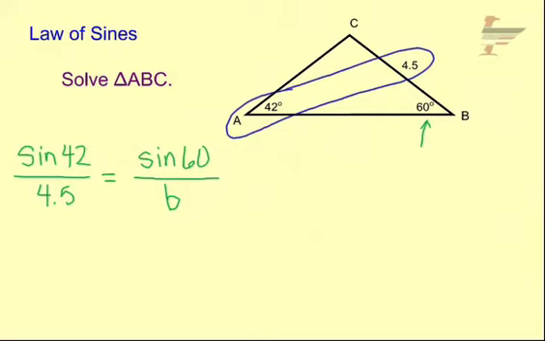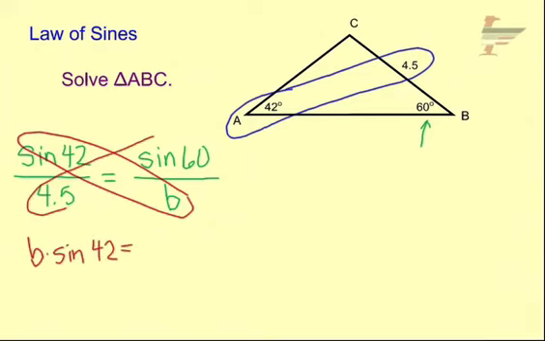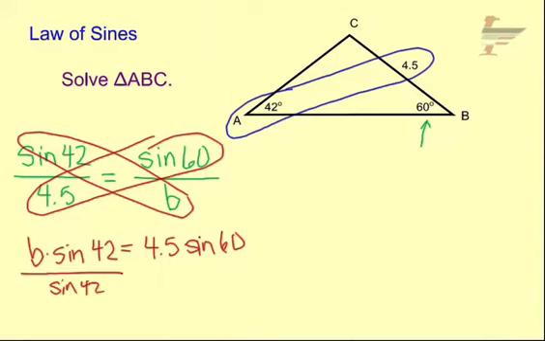We can go ahead and cross multiply to work on solving for B. So we have B times the sine of 42 equals 4.5 times the sine of 60. And then we're trying to get the B by itself, so divide both sides by sine of 42. And then this is where I pick up the calculator. I haven't done any real calculating yet. And I'll do 4.5 times the sine of 60 divided by sine of 42. And we get 5.8. So now we know side B is 5.8.